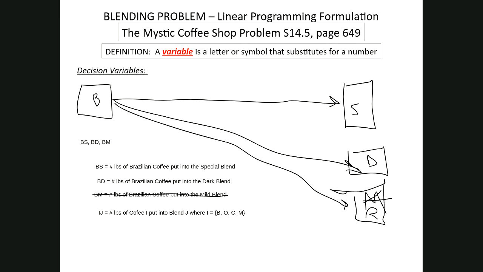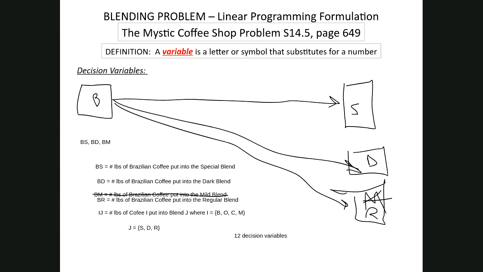So A_IJ is the number of pounds of coffee of type I put into blend J, where I is either Brazilian, mocha, Colombian, or mild, and then where J is either the special, dark, or the regular blend. And so that will, in one quick sentence, give the definition for all of your decision variables. Okay. So now let's continue. Again, think through that carefully, make sure you understand. And again, there's going to end up being 12 decision variables in this problem. Please make sure you think about that carefully.